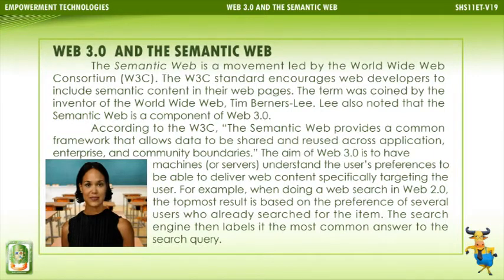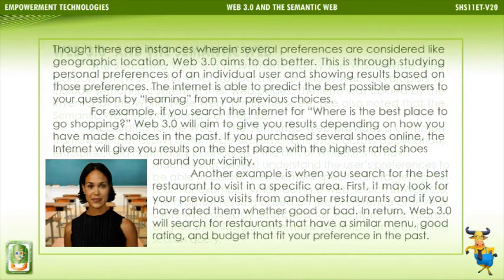For example, when doing a web search in Web 2.0, the topmost result is based on the preference of several users who already searched for the item. The search engine then labels it the most common answer to the search query. Though there are instances wherein several preferences are considered, like geographic location, Web 3.0 aims to do better. This is through studying personal preferences of an individual user and showing results based on those preferences.